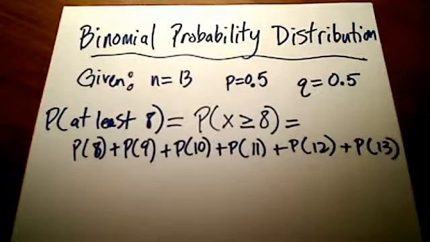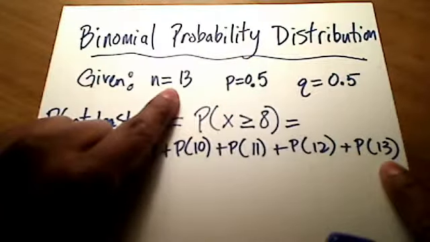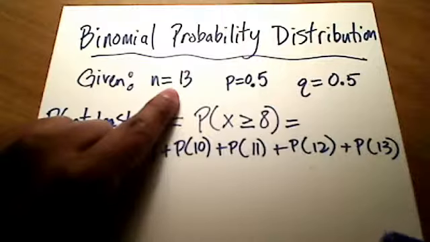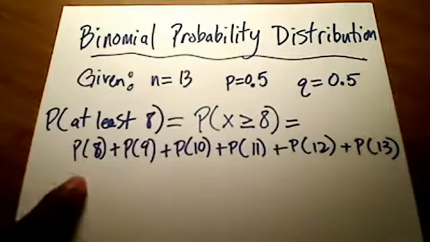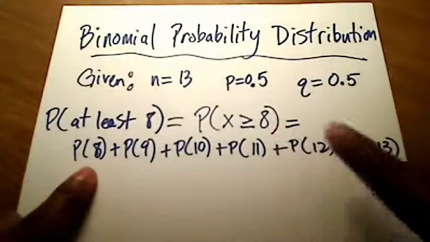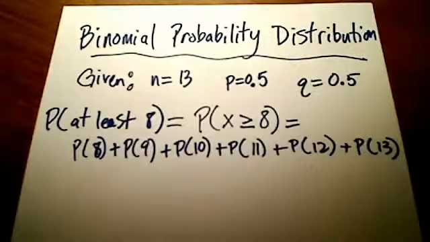Now, how did I get all that? And why did I stop at 13? Again, the number of trials was 13, so I cannot exceed 13. There is no 14 or 15 or 16. I'm only going to try this out, whatever this distribution happens to be, only 13 times. So at least 8 includes 8, right? It includes 8, and it's all of these things summed up together.